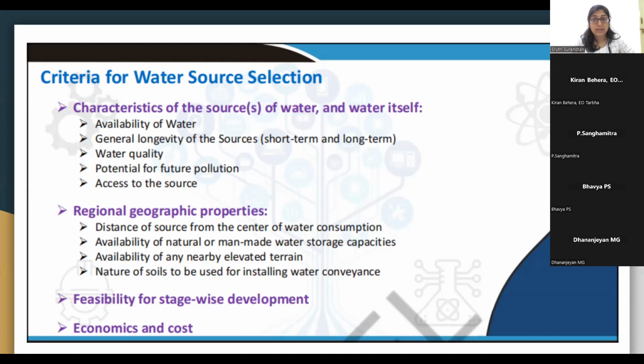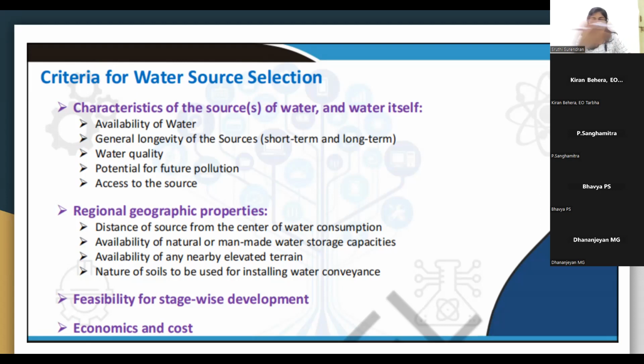Then again, the water quality is an important criterion. Moving on, if the water source is susceptible to pollution, and also the accessibility to the source is one important criterion for a water source. Now moving on to the geographical properties, what is the distance between the point of water consumption and the source, whether there are enough infrastructures that we can install to construct an intake structure or a storage structure to make use of that water.